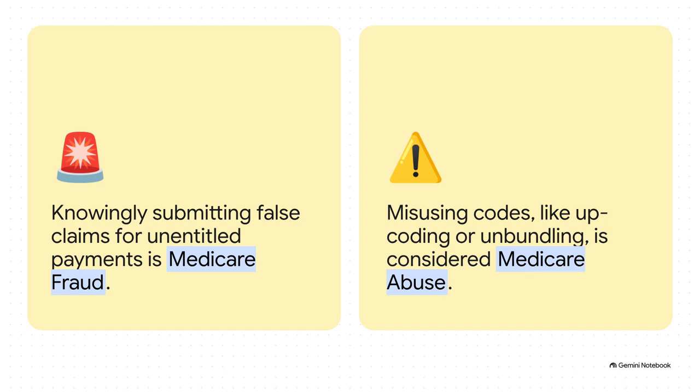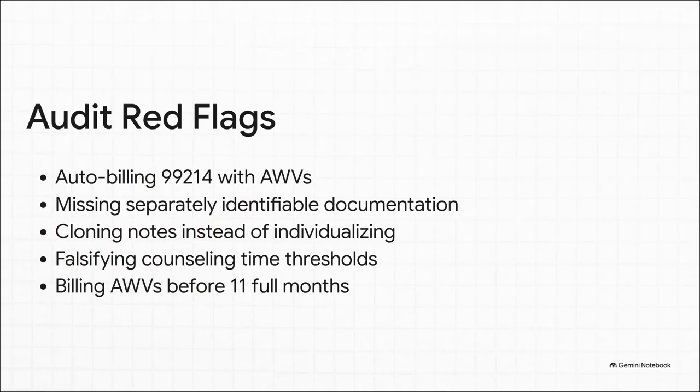Medicare abuse, however, is often where well-meaning billers get caught up. This involves misusing codes on a claim, like upcoding a visit or unbundling services that should have been billed together. Both of these carry severe financial and potentially even legal penalties. If you want to stay off the auditor's radar, and trust me, you do, avoid these top red flags like the plague. First off, auto-billing a 99214 with every single annual wellness visit is an immediate algorithmic trigger for payers.